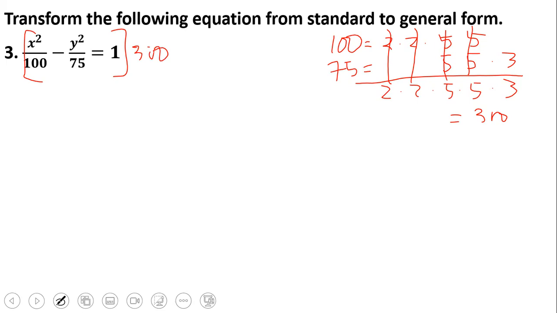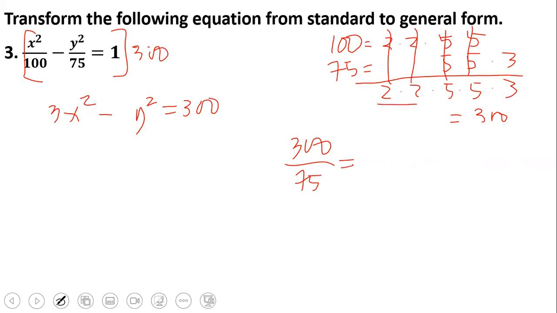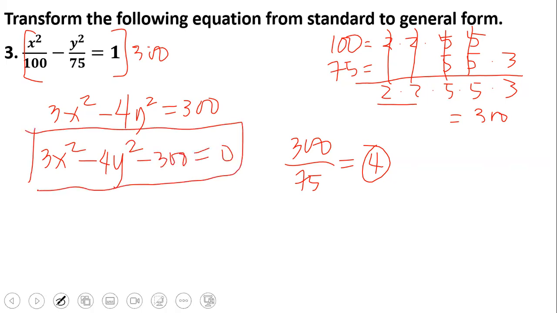300 divided by 100 is 3 times x squared is 3x squared minus, you also have the remaining term, 300 divided by 75 is 6 times y squared is equal to 300. This should be 4. So 300 divided by 75, the remaining is 4, not 6. So it should be 4. So stated in the general form, 3x squared minus 4y squared minus 300 is equal to 0. And this will be our standard form to general.